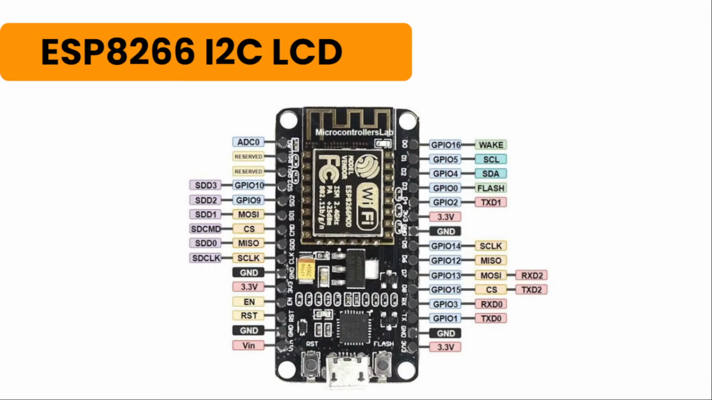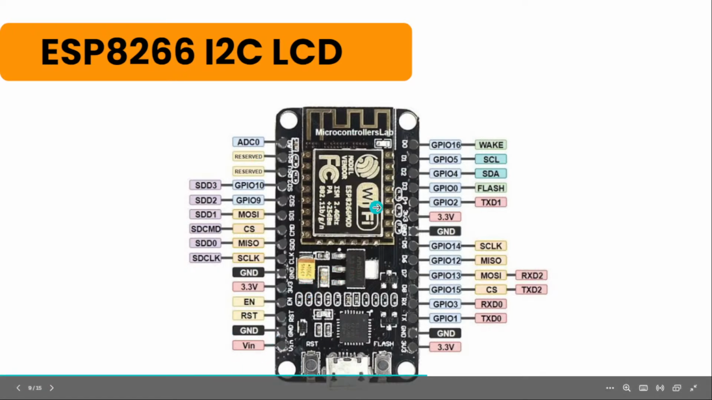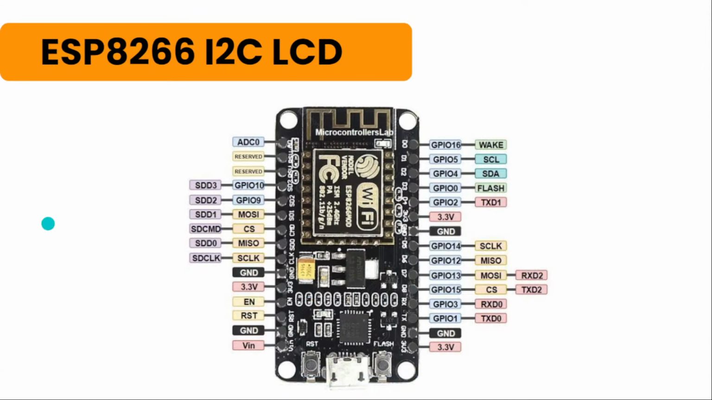Another important point to note is that the 16x2 LCD runs on a standard voltage between 4.7 volt to 5.3 volt. We cannot apply 3.3 volt as VCC. You have to use this VIN pin to power up your 16x2 LCD. So keep this in mind before interfacing your module.